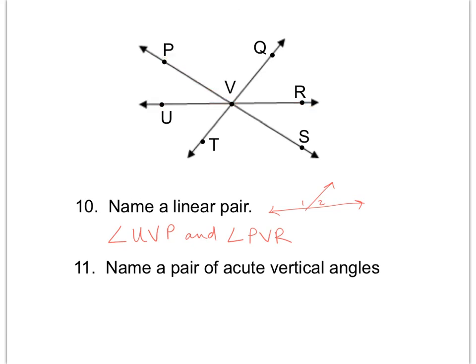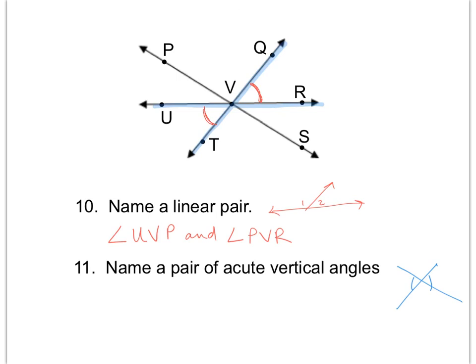All right, last one, number 11, name a pair of acute vertical angles. So first off, remember vertical angles are across from each other in an X, so they're gonna look like this. So first you have to find an X. For number 11, we're looking for acute angles, but they also have to be vertical. So I'm gonna start by trying to highlight an X, but I want my angles to look acute. And so maybe if I choose to make my X like that, do you see how right here and right here, they're across from each other in the X, but they also look like they're acute. They look like they're less than 90.